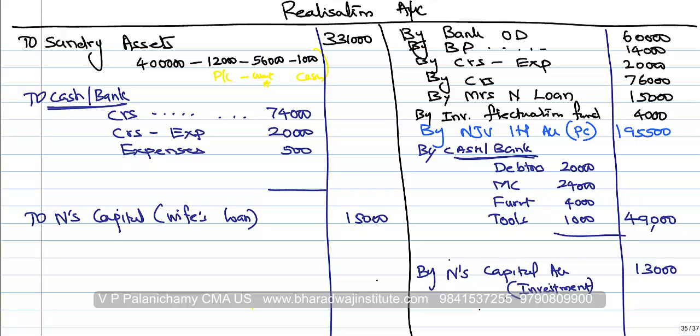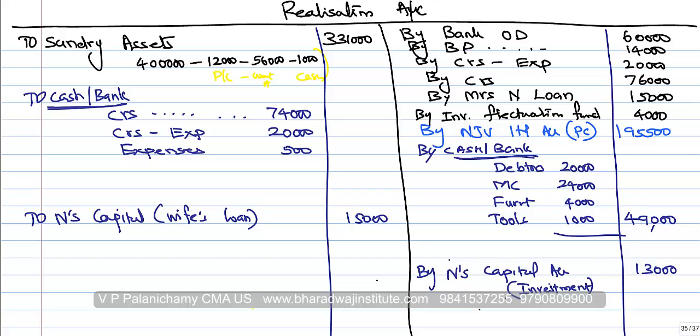What is the amount paid? 74,000 plus 20,000 plus 500. What is the amount paid? 94,500. Listen, before doing this payment of liabilities and closing the realization account, please check one thing. Pay attention. Ensure that all liabilities are settled.